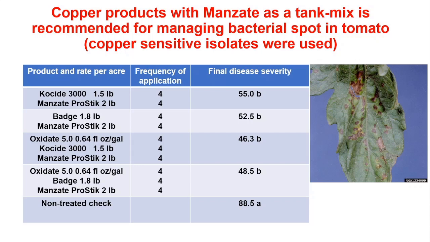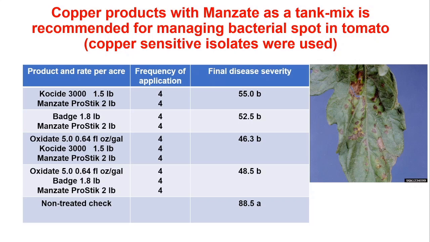So this is the first situation, bacterial spot in tomatoes. The scenario is you don't have copper tolerance. You have copper-sensitive isolates in your field. So what are the options? We looked at a Cuprofix-based program, Cuprofix and Manzate tank mix. Then we used Badge, which is again copper oxychloride, with Manzate. And in a third program, we used Oxidate, then Cuprofix and Manzate rotation, and then Oxidate, Badge, and Manzate, and so forth.